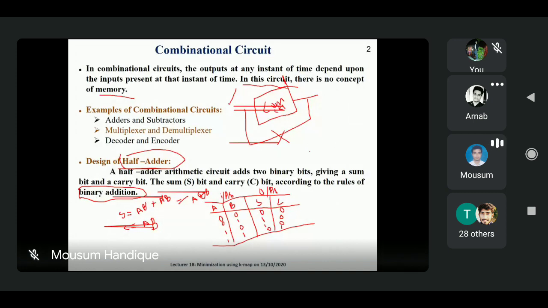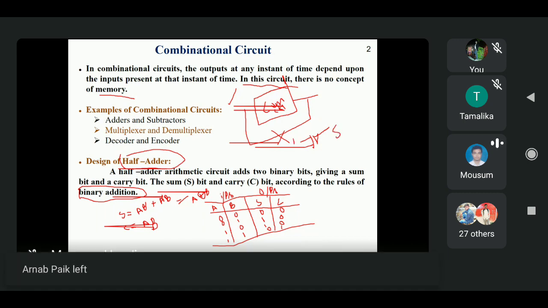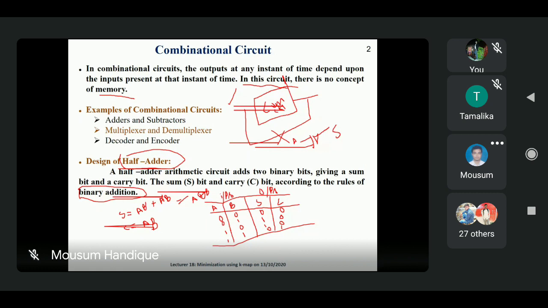So how can we design the circuit? Just use this one, this one, and this one. This one is S, this one is A, and this one is B. After that, from here we are using this, and from here we are using this. And C means AB, so we can use the AND gate. And this one is C.